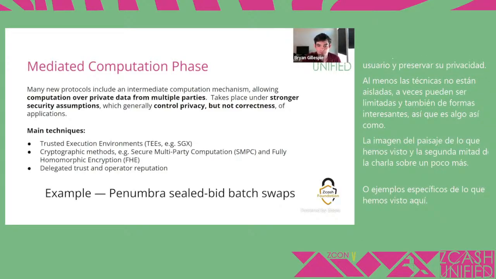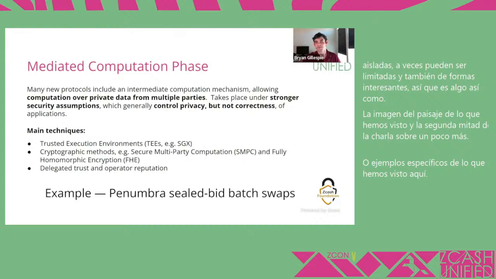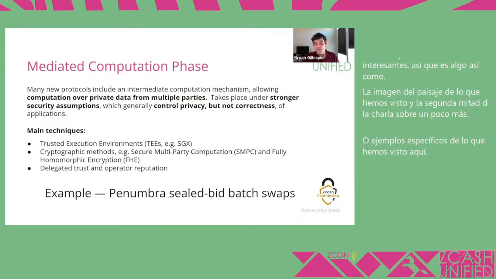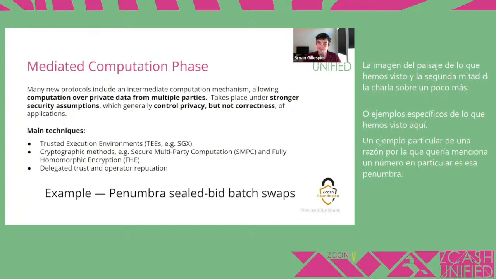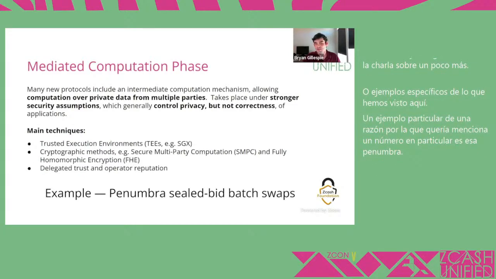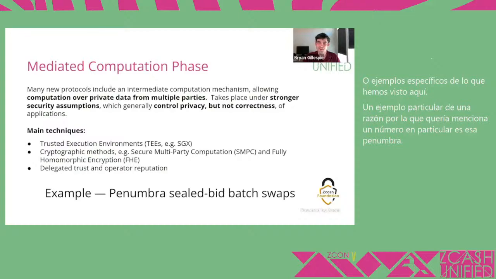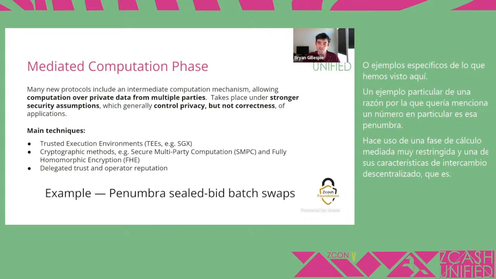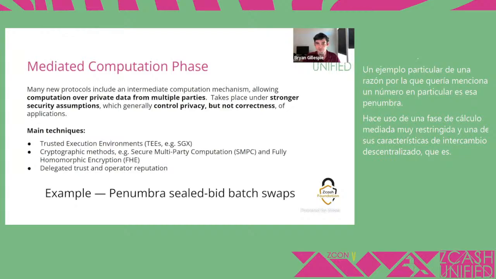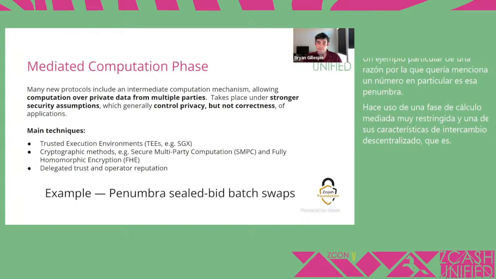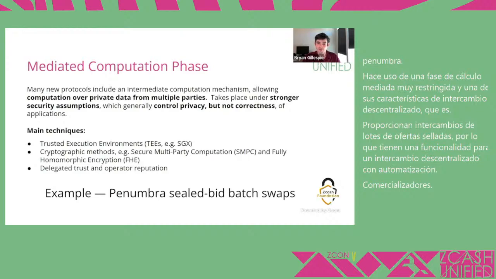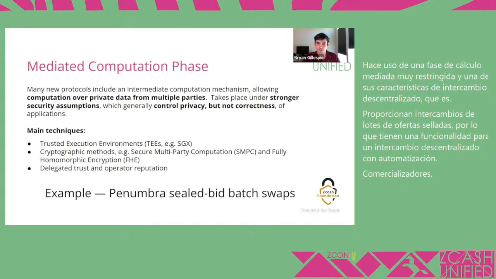One particular example, the reason why I wanted to bring up Penumbra in particular, is that Penumbra makes use of a very restricted mediated computation phase in one of their decentralized exchange features, which is they provide sealed bid batch swaps. So they have a functionality for a decentralized exchange with automated market makers, liquidity providers, and in particular to provide privacy to users making use of this decentralized exchange.